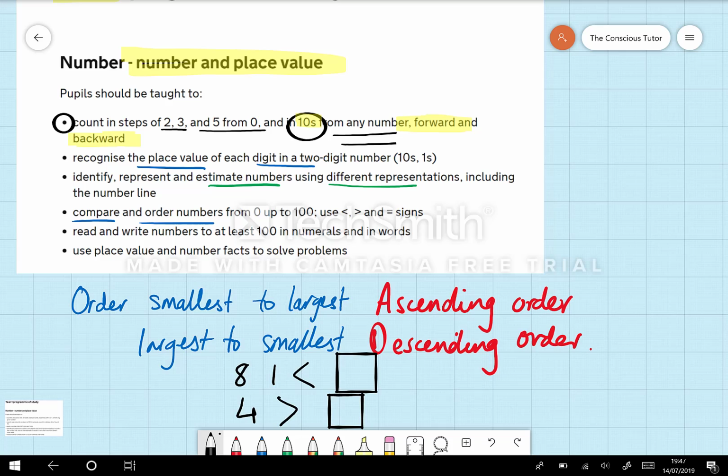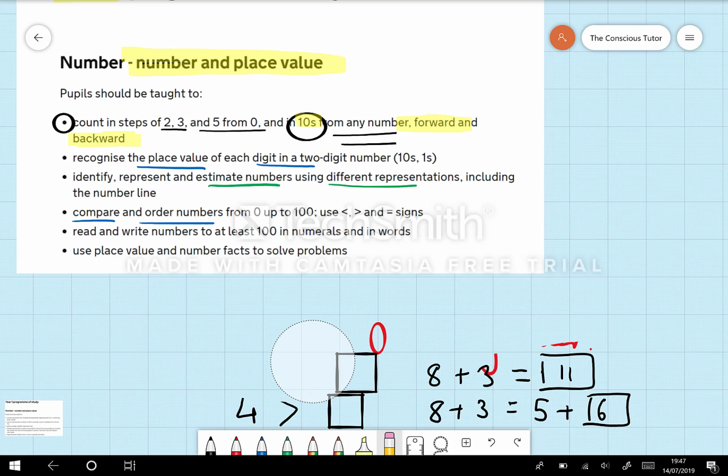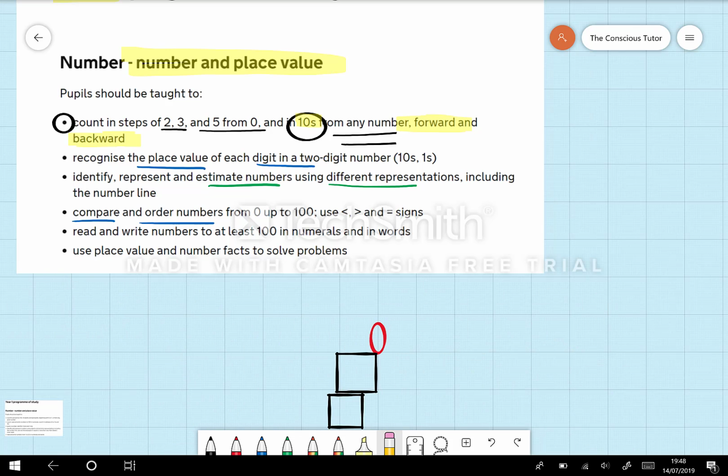Here we've got a simple number statement. 81 is less than, so you need to think of numbers that are larger than 81 to write in that second box. And then 4 is more than, and numbers that are greater than 4 to put in that box. With the equal number sentence, you have 8 plus 3, which is 11, but that could also be represented as 8 plus 3 equals 5 plus something, and then having to work out what that might mean.